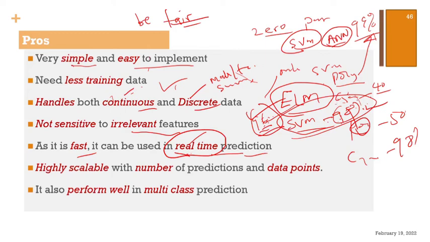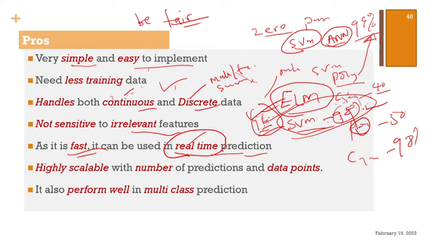Otherwise, if they want to use the standard system they're using, then they have to compromise the accuracy. So when you are faced with real-time prediction, then naive Bayes might be an option for you to quickly check because it is reportedly very fast. It is highly scalable with number of predictions and data points. So you can easily add data points to it. It's just a matter of recalculating the probability and then it goes on.